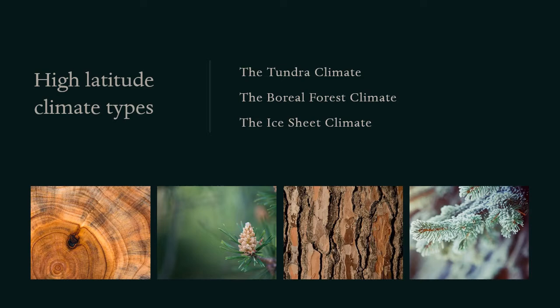There are three types of high latitude climates. The first one is the tundra climate, the second one is the boreal forest climate, and the last one is the ice sheet climate.